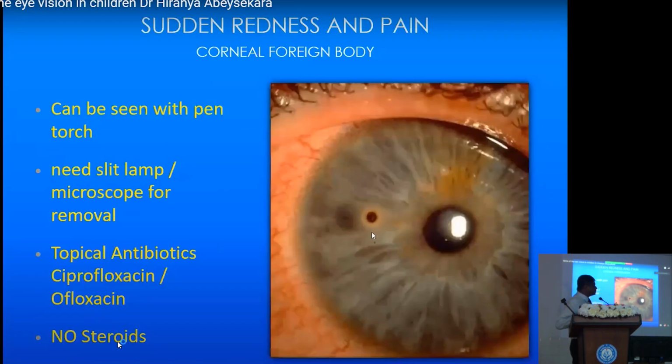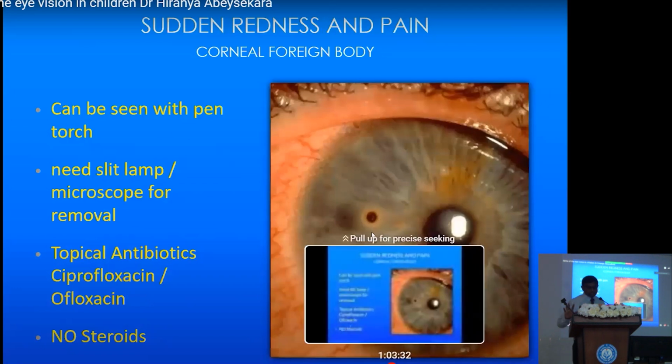This is common in children who travel in trains and bikes. Corneal foreign body. This you can't remove in your practice. You have to refer. Even we struggle. In an adult, we can remove it under the slit lamp. We put a local anesthetic drop, ask them to stay still and remove it. But in children, you need GA to remove it. Here again, please, no steroids. You can give a topical ocular antibiotic.